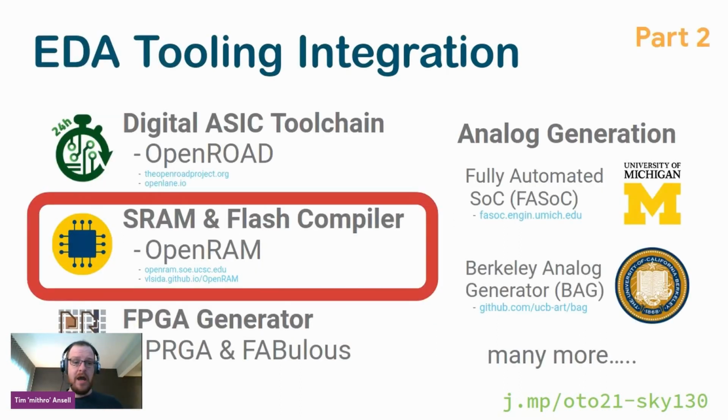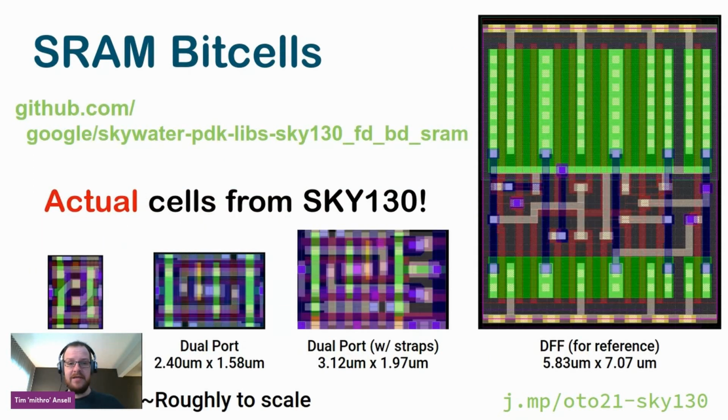As well, we worked with the OpenRAM project. And if you have been waiting, the SRAM bit cells have actually been live for a couple of months now. We just didn't really announce it. You can go and look at them. But the bit cells by themselves are not actually that useful.